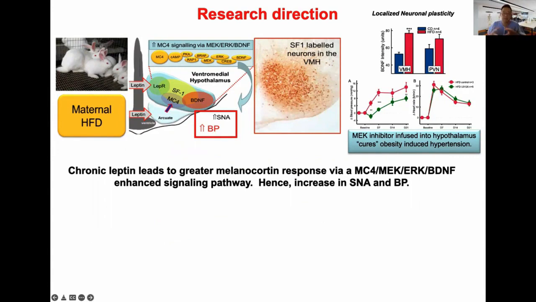Again, BDNF is brain-derived neurotrophic factor, which we think is the main reason why there is hyperactivity in the brain when leptin or alpha MSH is introduced to the brain. So we have preliminary data showing BDNF is increased in the VMH, and when this was blocked using a MEK inhibitor, the obesity-related hypertension was abolished.